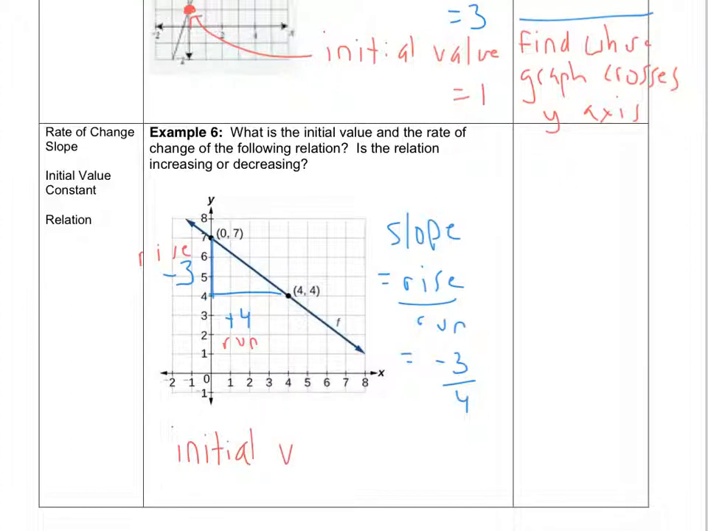And the initial value of this graph, we're going to see where the graph crosses the y-axis, which is right here at 7. So the initial value of this graph is 7. And that is all of the learning goals for this lesson.